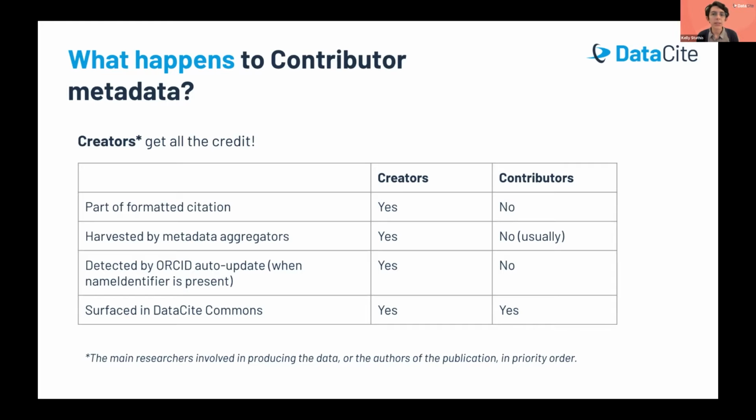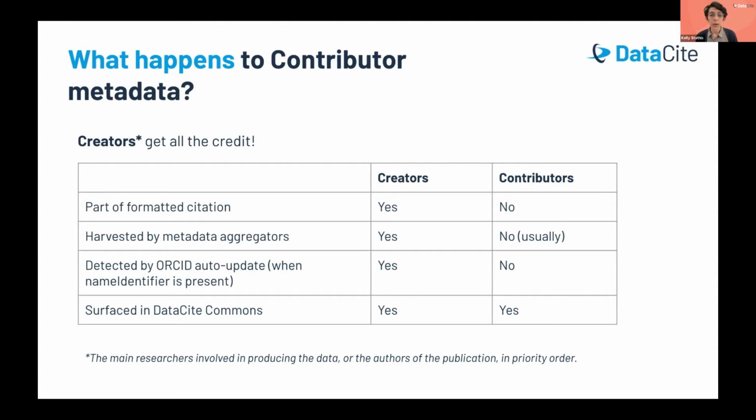One of the main practical distinctions we see between creators and contributors is how they are used in the formatted citation. Creators are part of that citation and contributors are not. For this reason, DataCite typically advises that for a contributor to be included in the citation, they're also added to the creator field. Another place where contributors don't typically show up is in metadata aggregators like Google Dataset Search. The metadata just hasn't been surfaced in practice, even though contributor metadata is, of course, harvestable via DataCite's APIs.